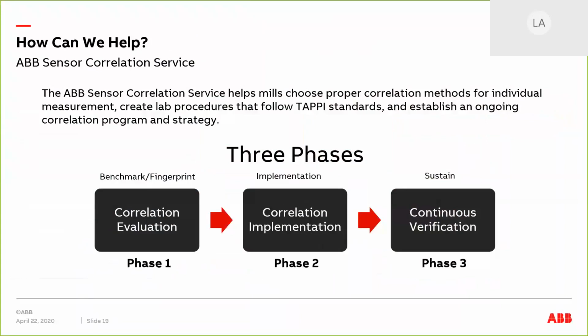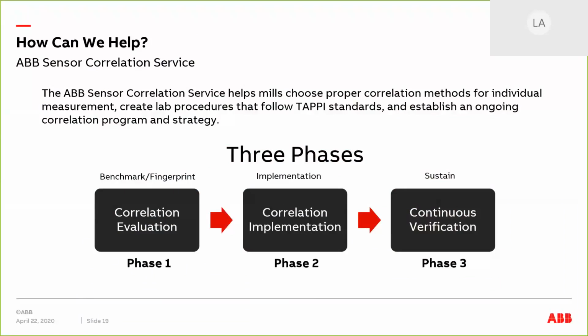So we actually have the sensor correlation service. We help mills to choose the correlation method for the individual measurements. If you have a tissue mill, are you doing the raw weight or real weight method for your basis weight correlation? And then you have to think about your lab procedures. Are you following the TAPPI standards? Is your oven set to the right temperature? And how do you have an ongoing correlation program? Because it's not a one-time deal.